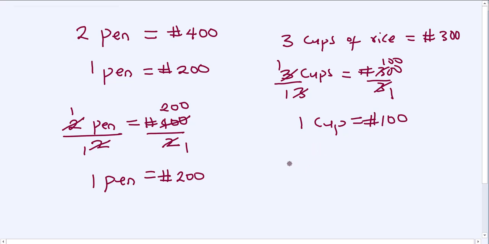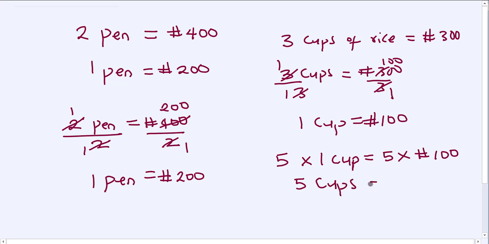So let's solve for 5 cups. So 5 multiplied by 1 cup. We are going to multiply both sides by 5. Then here we'll have 5 cups is equal to 500 naira. Now this might be confusing to you at first, but just calm down. We're going to do this together and then you definitely get it.